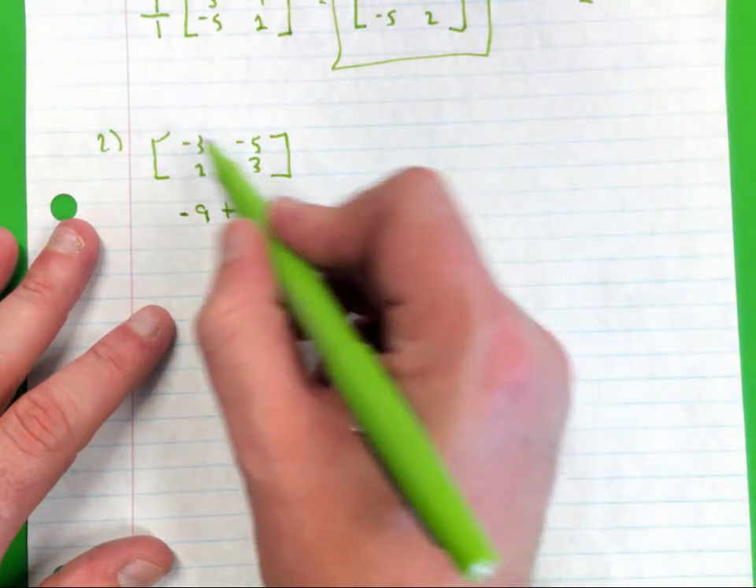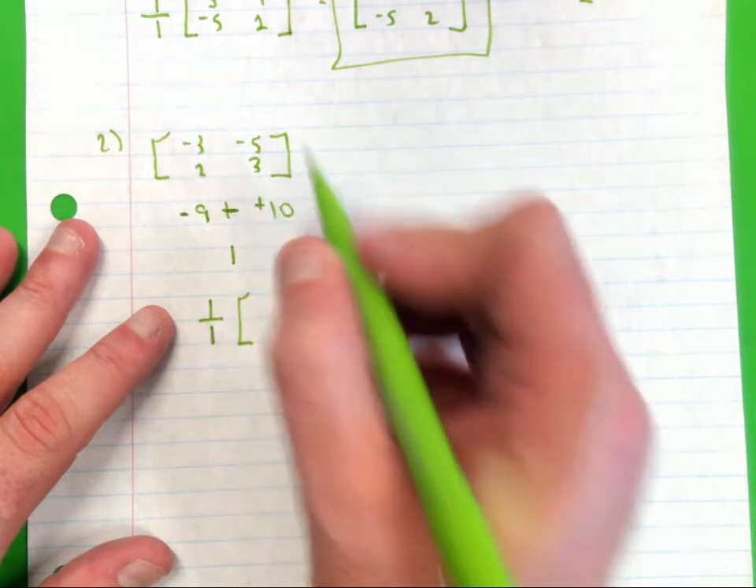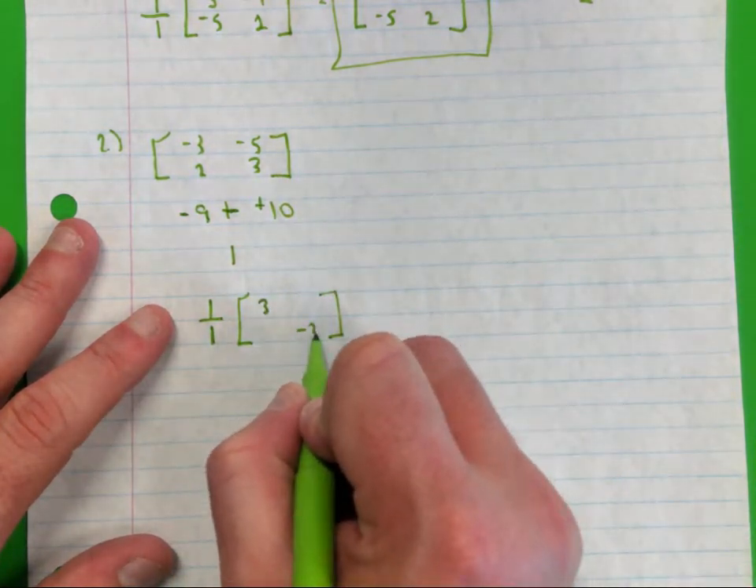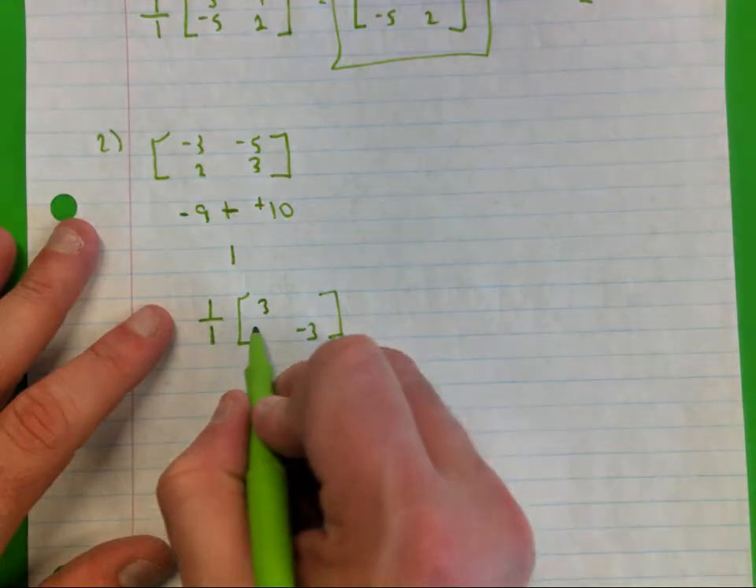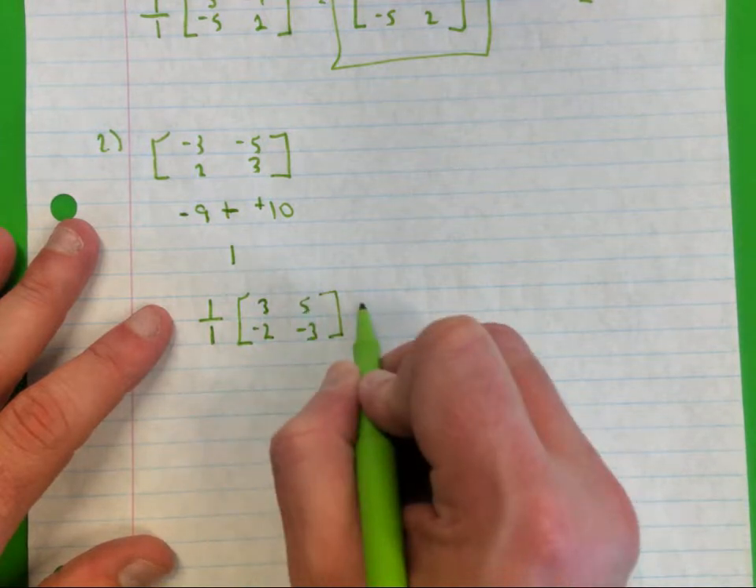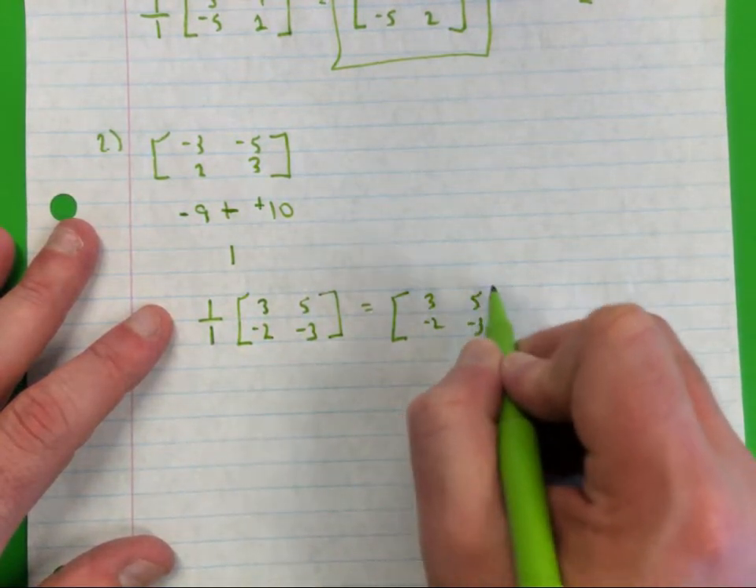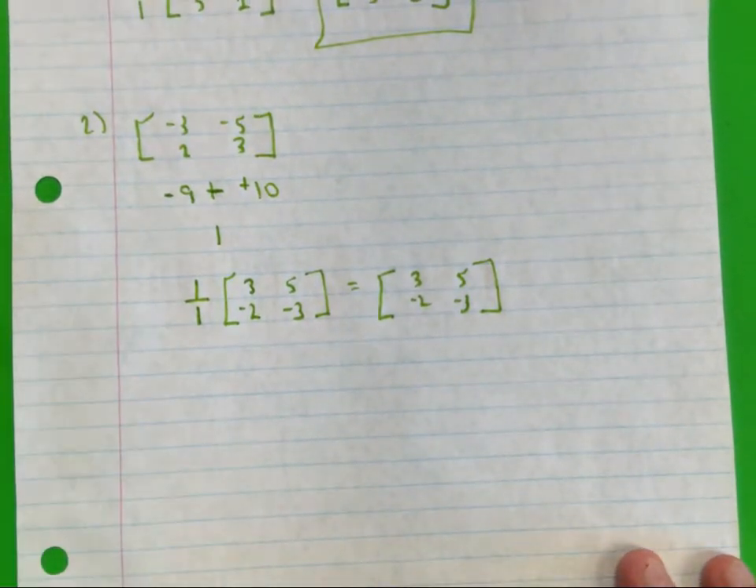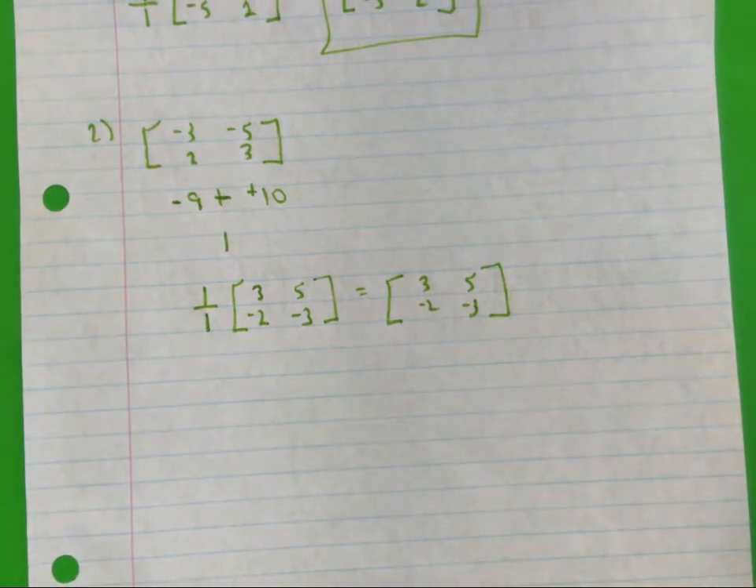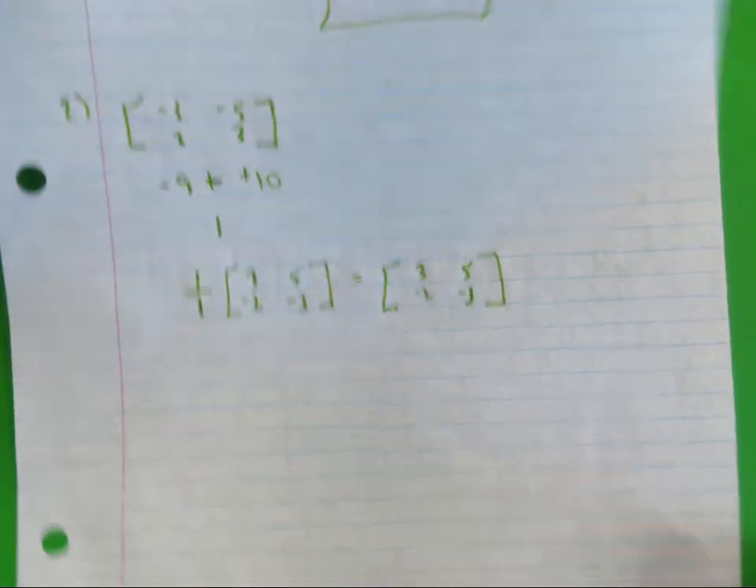What do I do with these two right here? Flip them. This is going to be 3 up here. This is going to be negative 3. And then I change the signs of these two. Negative 2 and 5. If I multiply everything by 1, that's what I get. Let me find one here. The next one's 1. Number 4 is 1. Number 5.